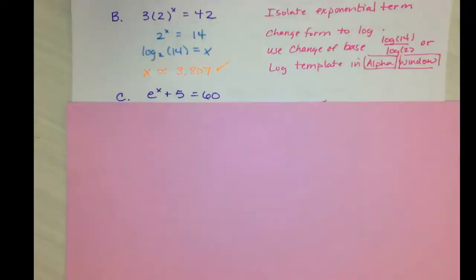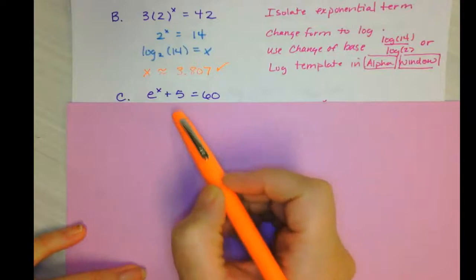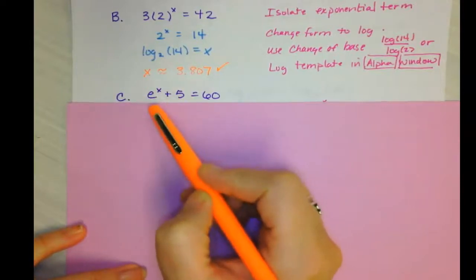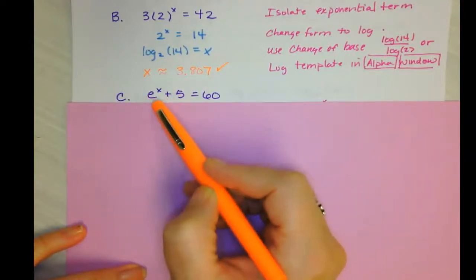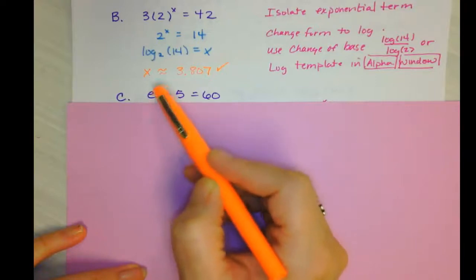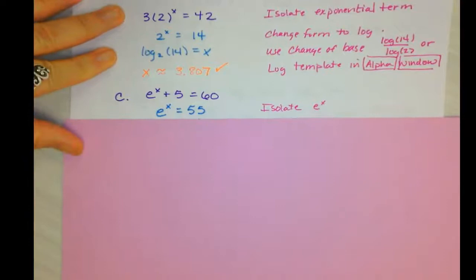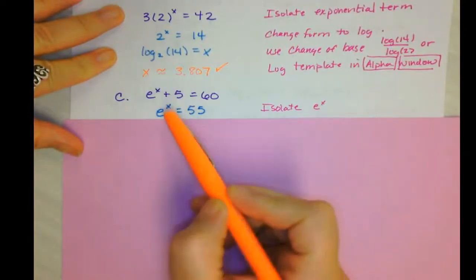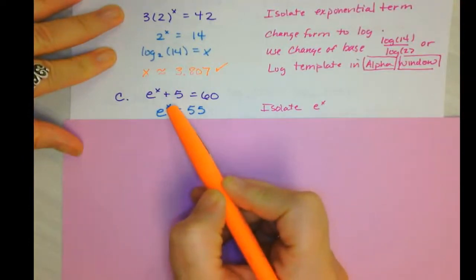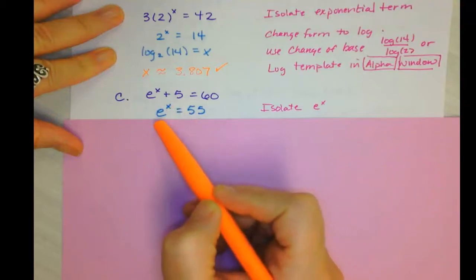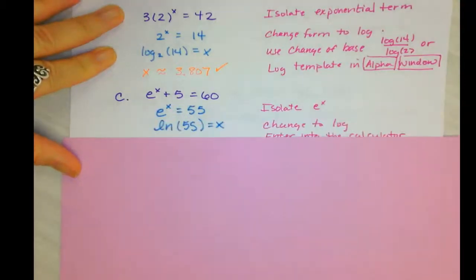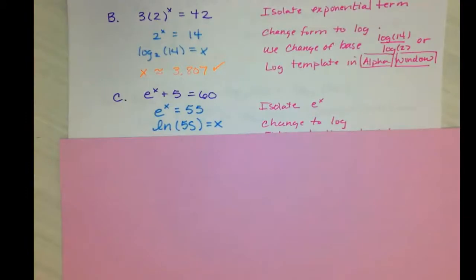All right, problem 2C. It's an exponential problem. I need to isolate this power term so I can get to the exponent. So I'm going to move the 5 to the other side. So I have e to the x equals 55. How do I get the variable out of the exponent? I turn it into a log, and I use ln because the base is e. So ln of 55 is x.